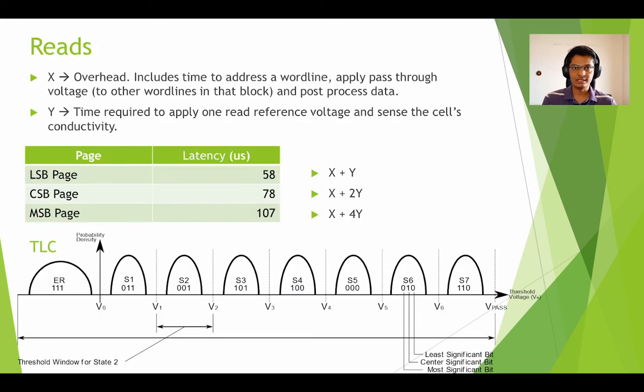Assuming X denotes the latency due to the overheads involved in accessing a page, and Y is the amount of time to apply a read reference voltage and test the conductivity of a cell, to read an LSB page, which requires only one read reference voltage, the latency can be approximated to X plus Y. Similarly, the latency to read a CSB page, which requires two read reference voltages, can be approximated to X plus 2Y. Reading an MSB page from a TLC flash requires 4 reference voltages, and hence the latency can be approximated to X plus 4Y. The total time to read all 3 pages will hence be X plus 7Y.